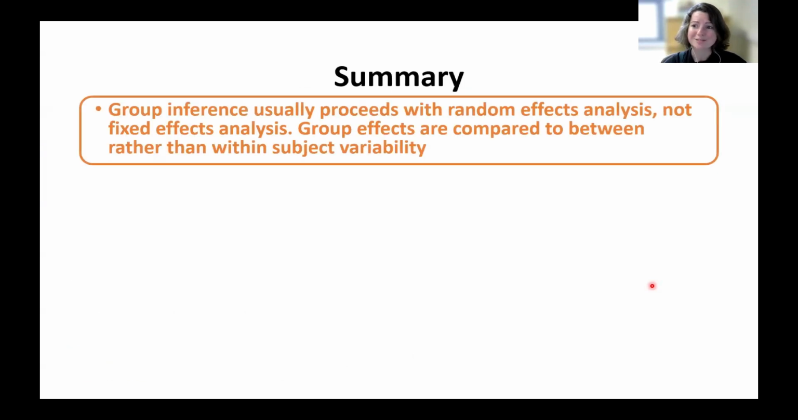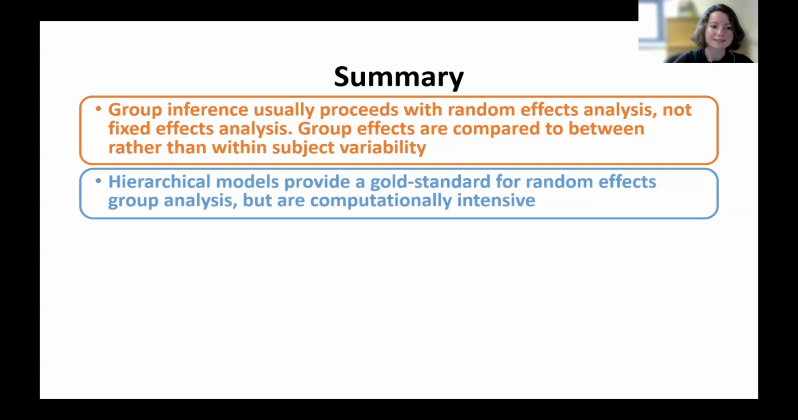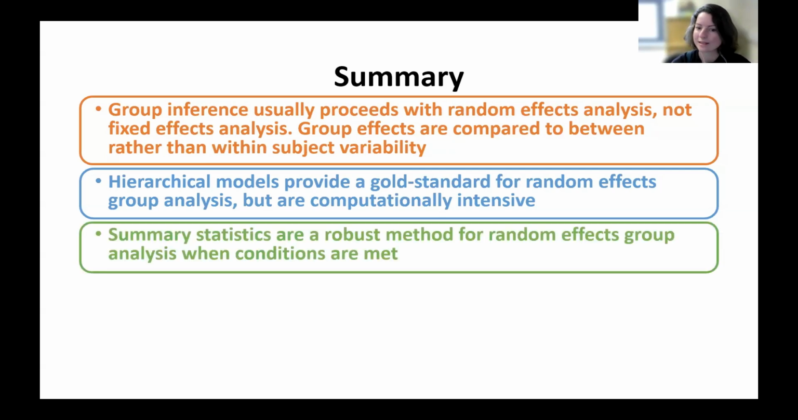So to summarize today's lecture, group inference usually proceeds with random effects analysis, not fixed effects analysis, because we want to say something about the population and not just our specific set of participants. And group effects are compared to between rather than within subject variability in this case. Now, hierarchical models provide a gold standard for random effects group analysis because they also take into account within subject variability, but they are computationally intensive. And summary statistics are actually a robust method for random effects group analysis when the conditions are met.